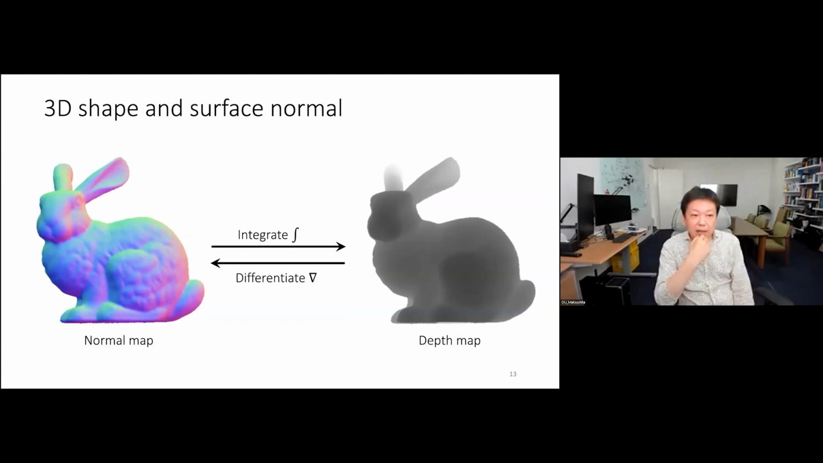In fact, surface normal and depth are related like this. The normal map is the gradient of the depth map, which can be computed by differentiating the depth map. And if we integrate the surface normal, we can obtain the depth map. So they have this relationship.